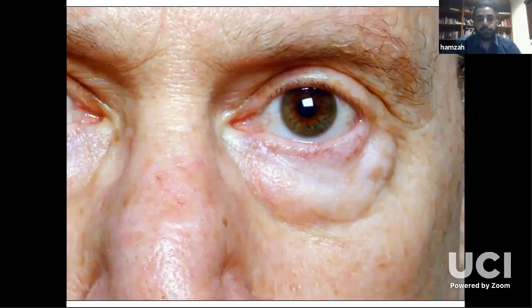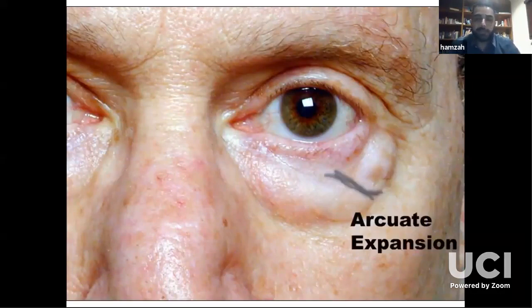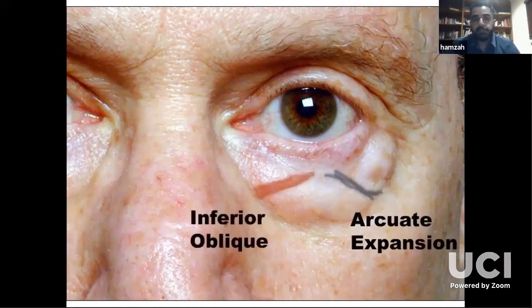And so if we look anatomically at these, what separates these? One is that you get an arcuate expansion that extends out laterally, and then extensions from the inferior oblique extend out medially. And what this does is it separates the medial, central, and lateral fat compartments.